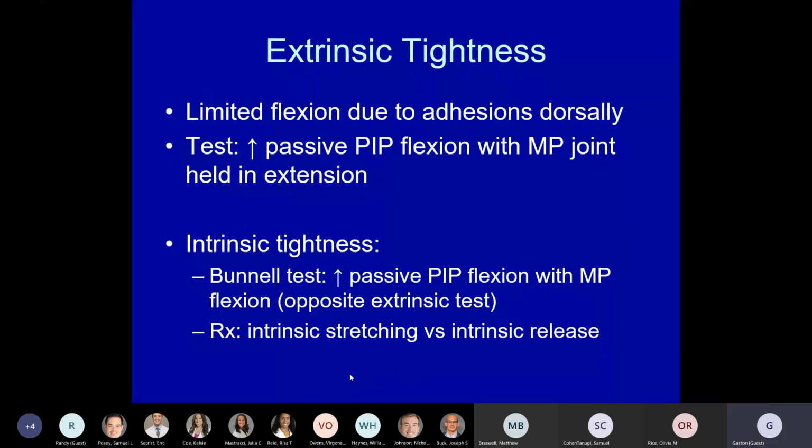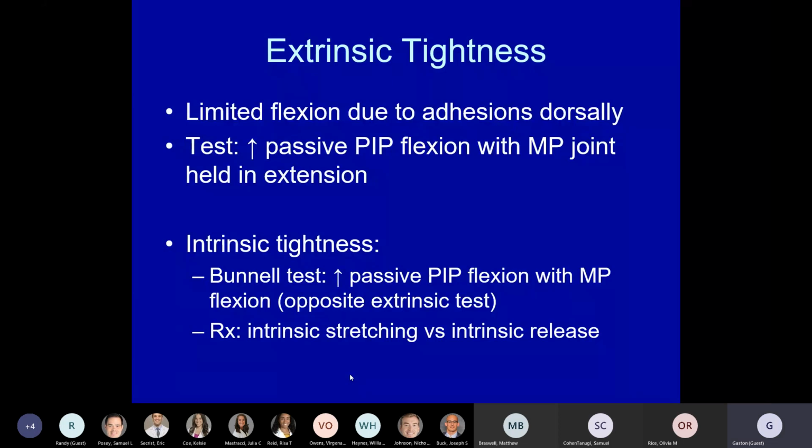Extrinsic tightness, like I said, that's just dorsal scar, so they can't flex good. And intrinsic tightness gets asked all the time. So intrinsic tightness is just the opposite. So in an intrinsic tightness test, let me do extrinsic first. If you have extrinsic extensor tightness, then when I passively flex the MP joint down, because now the extensor's all scarred in, it's even tighter to try to passively flex the IP joints. Versus when I put the MP in extension, passive flexion of the PIP joint is easier.